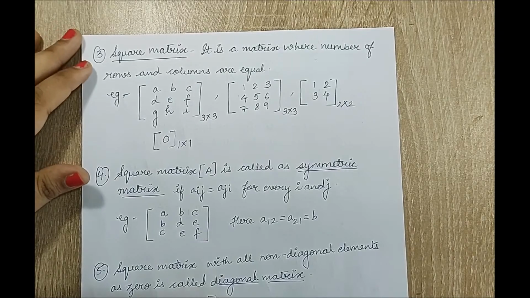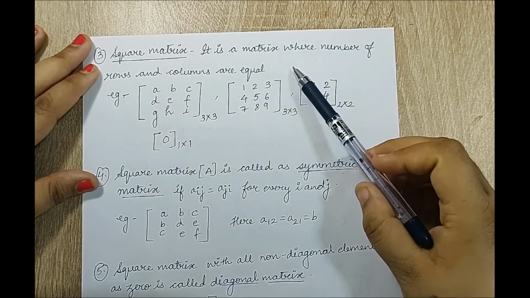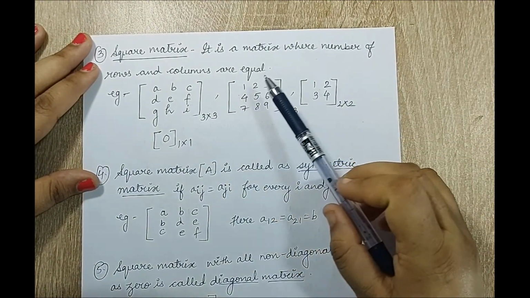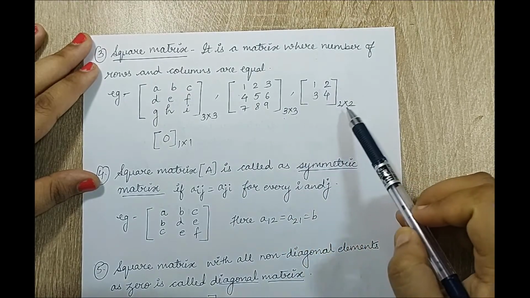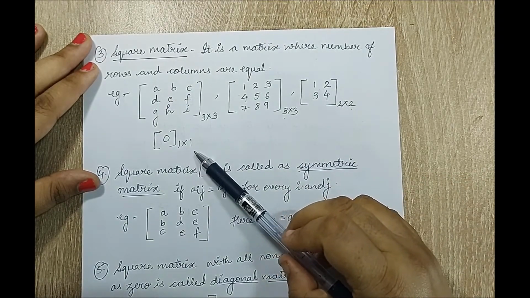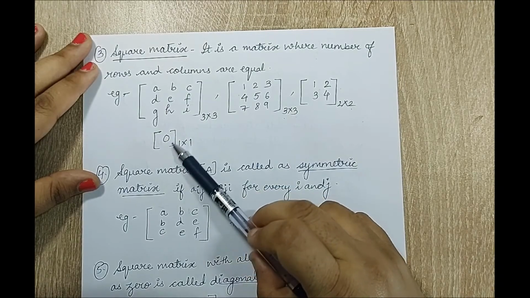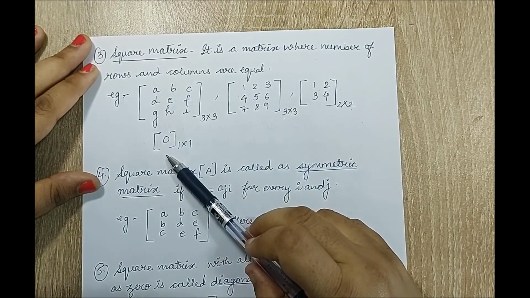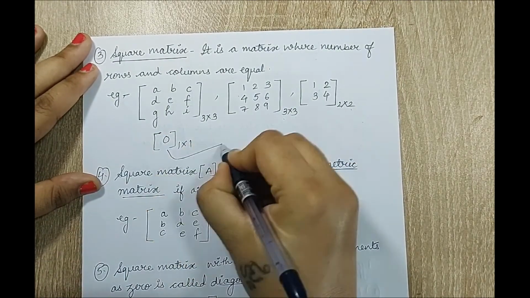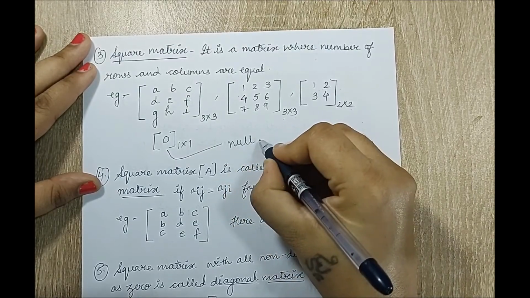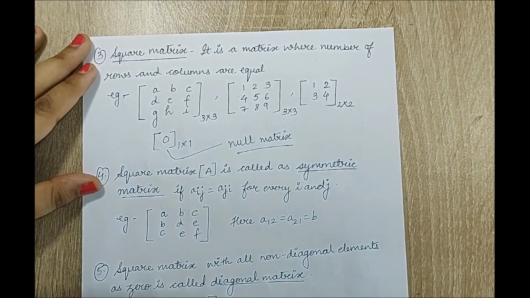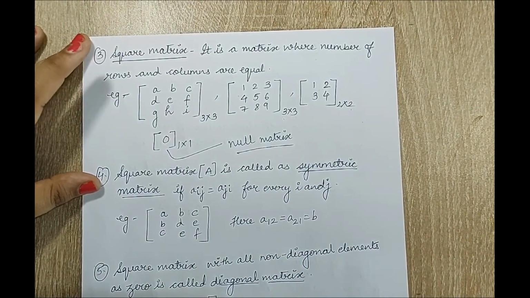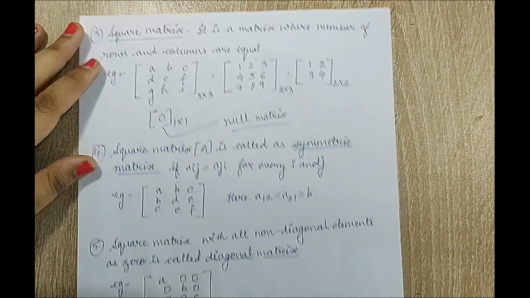Next, let's talk about square matrix. It is a matrix where number of rows and columns are equal. You can see here order is 3 by 3, 3 by 3, 2 by 2, 1 by 1. This matrix with only one element, that too the value is 0, is called a null matrix or a zero matrix because the value is 0. So this is all about square matrix.